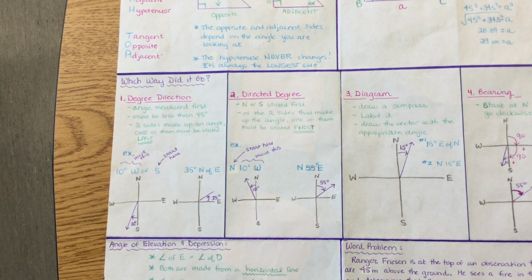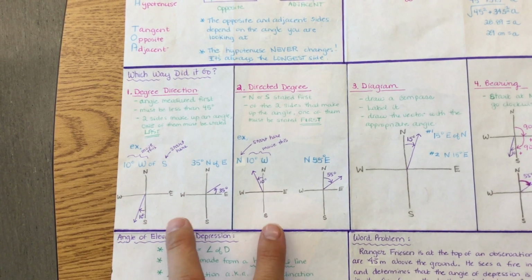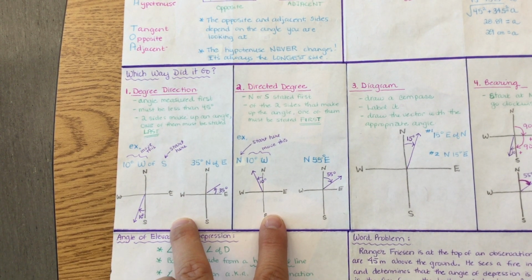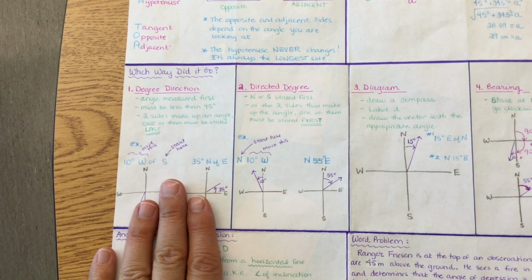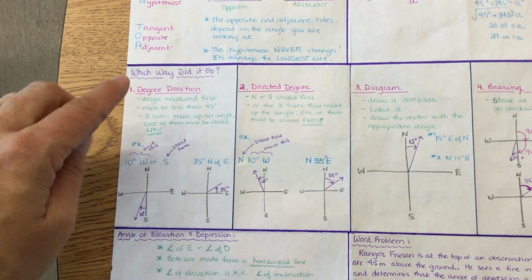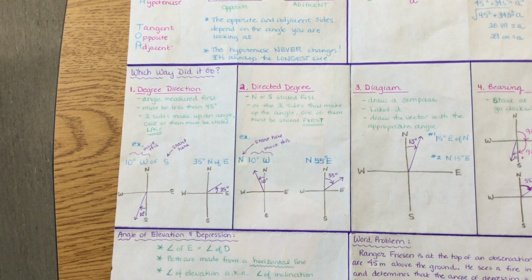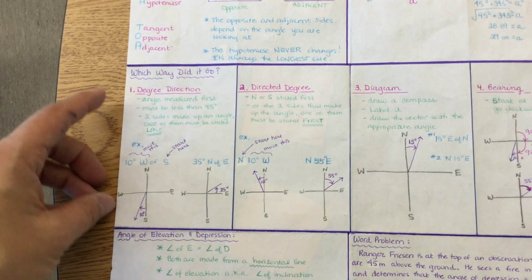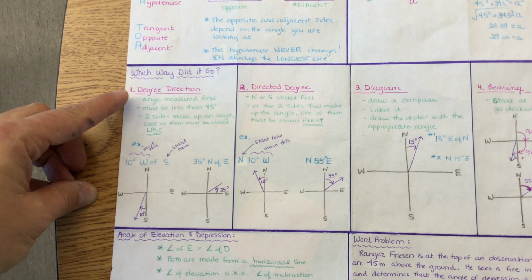So for the first square, I normally draw 2 big rectangles on the board, and then I do the left side as one square, and this side I do the other one, and I write exactly what I see here, and they draw it. So for this one, which way did it go? Number 1, degree and direction.